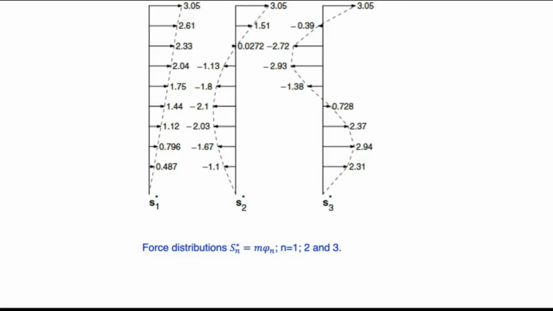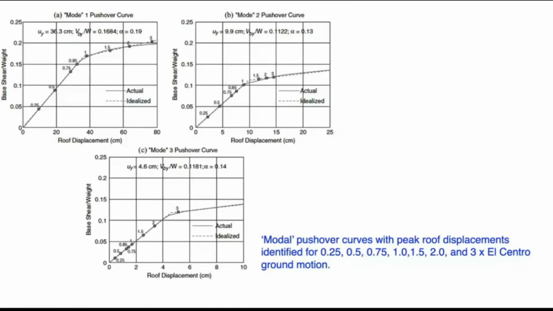These are the modal forces obtained for the floors using this equation, M and phi n. When these forces are obtained, they are applied on the structure, and the structure is pushed to lateral displacement. Then the resistance, the base shear, is obtained, as well as the displacement at the reference point, which is normally the top displacement or roof displacement of the structure. For every mode, you can develop this capacity curve. For the three modes, they are developed. Mode 1 is here, this is mode 2, and this is mode 3.